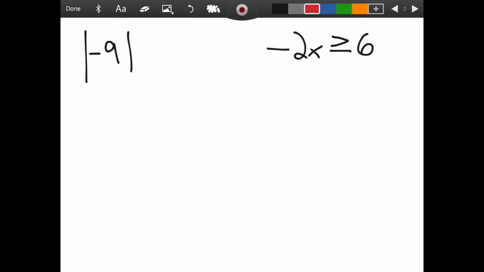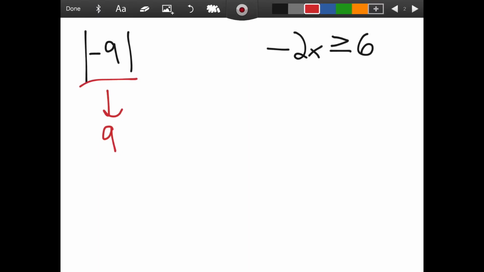So one thing I want you to keep in mind is just that absolute value basically just means the magnitude of a real number without regard to its sign. So here if we have the absolute value of -9, that just means that this has a value of 9.